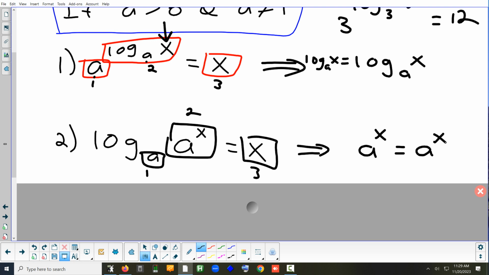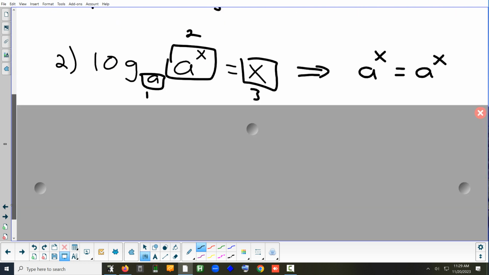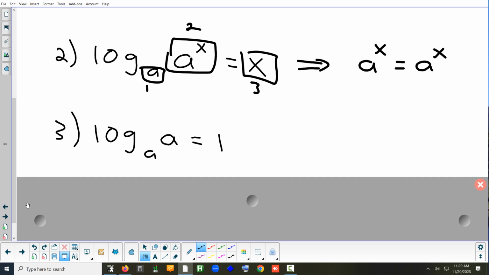Again, it's the reflexive property. It's just another way of saying something is always equal to itself. You've probably never seen the property like that before, but that's how you write the property as a logarithm. Let's look at this one. Log base A of A. So this is a property where the base on the log matches the argument.